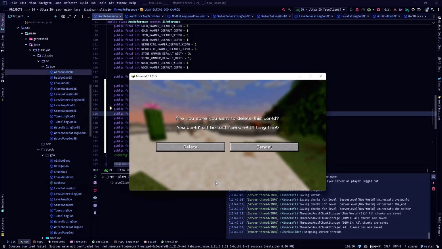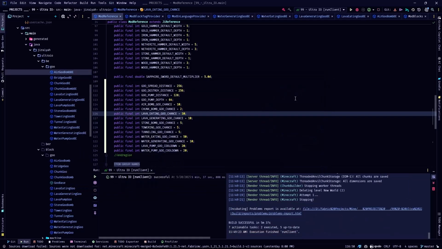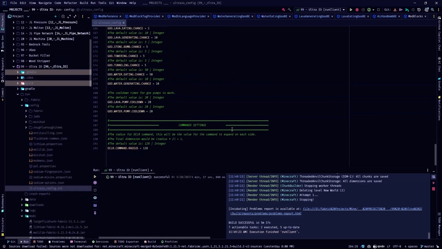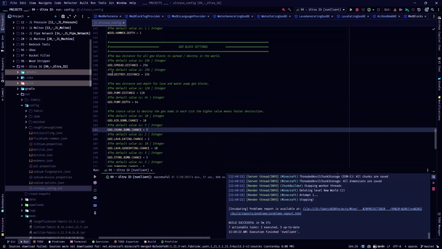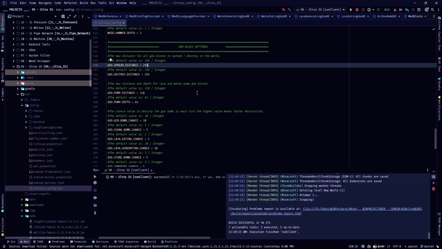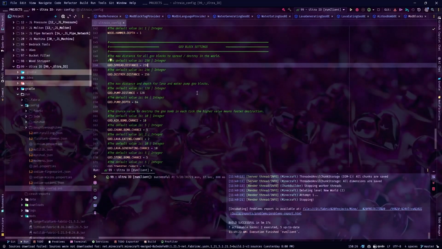So let me delete this world. It's destroyed. There is no way of limiting our block to stop it from spreading. However, inside our config, if we take a look, we have something, and that is goo spread distance. Now we can use this goo spread distance, or maybe lava goo spread distance and water goo spread distance, to identify a radius around ourselves that the goo has a chance to spread. And beyond that, it will stop and we will be forced to replace it with something else, maybe a new goo block.